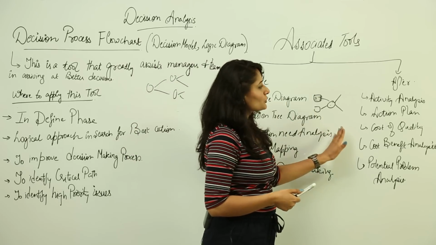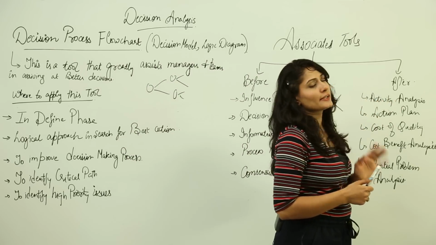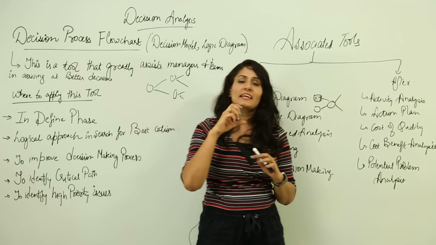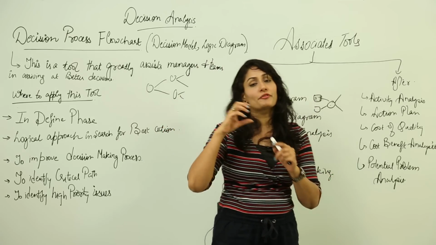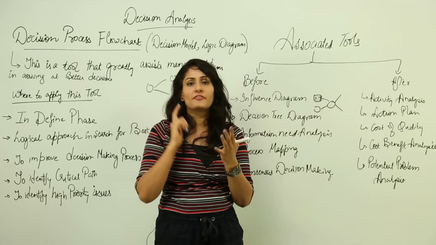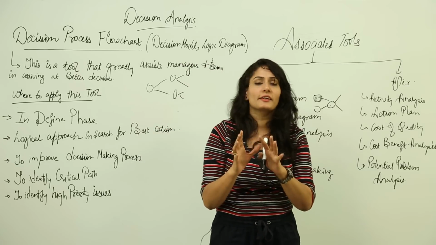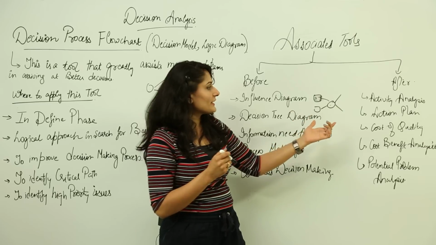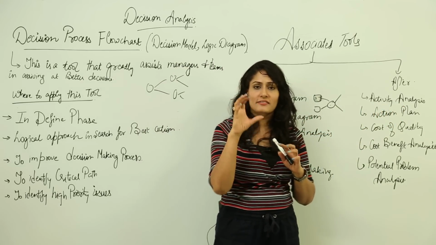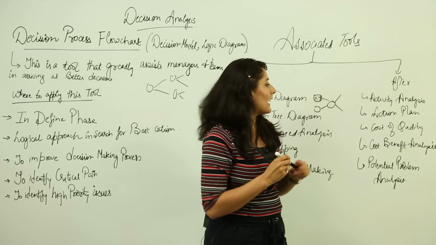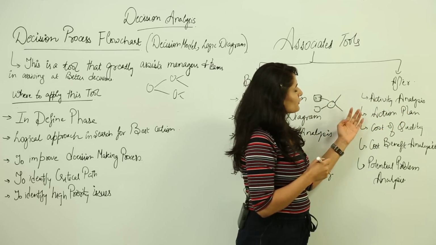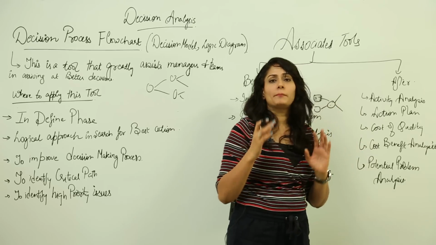Coming to the after tools, the first one is activity analysis. Now, when I say the word activity, basically it is just a few skills which are working together. Now, these skills can be physical, psychological, cognitive, anything. So, activity analysis is basically the analysis of all these skills which are working together, and this is what activity analysis does.